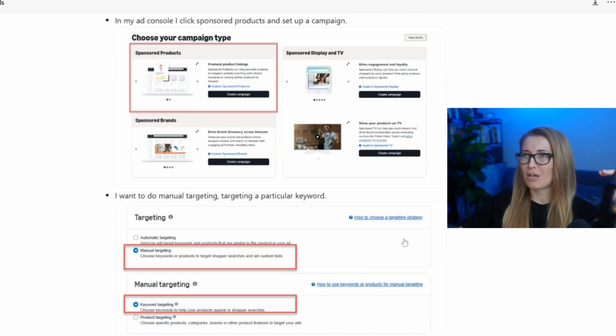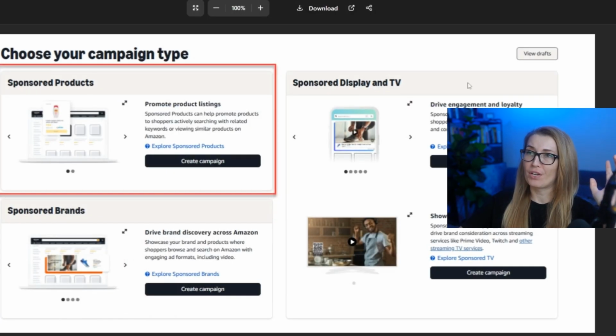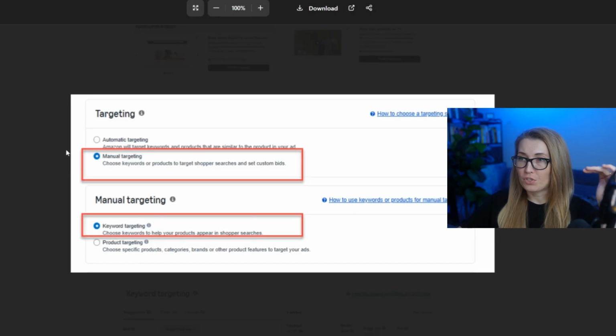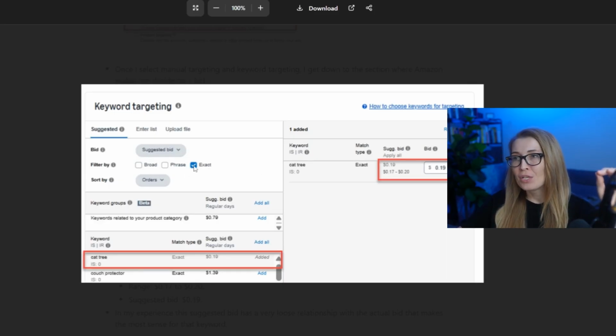So basically, when it comes down to setting up your ads, you would just go and head over to sponsored products, and this is what it looks like right now in 2025. After doing that, you would just go and set up a manual targeting campaign. You would choose keyword targeting, and once you've done that, you're going to be brought here into the keyword targeting section. For the purpose of this video, I'm just selecting exact match for now, so I can showcase exactly what I mean when it comes down to bidding.